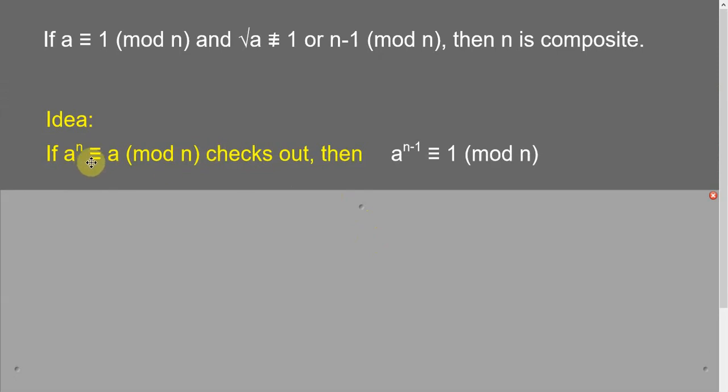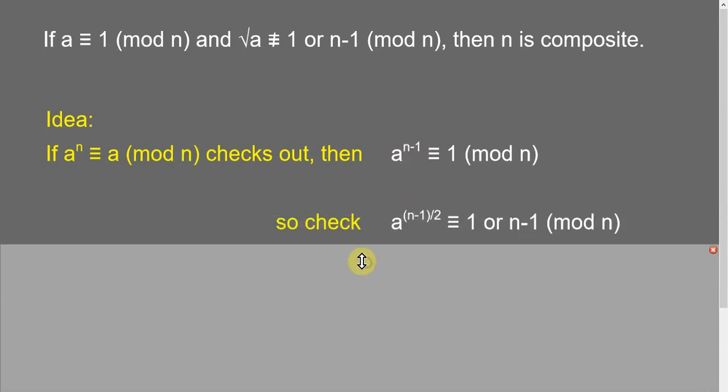But if that passes, then the first step is, if you divide both sides of this by A, so A to the n divided by A is A to the n minus 1, and A divided by A is 1 mod n. So what I'm saying is that if this checks out, you automatically have a number that is congruent to 1 mod n. And so now we can use this fact. Instead of A, though, it's A to the n minus 1 that's playing the role of A. And so take the square root of that.